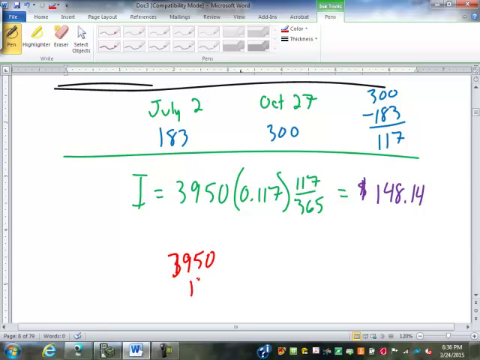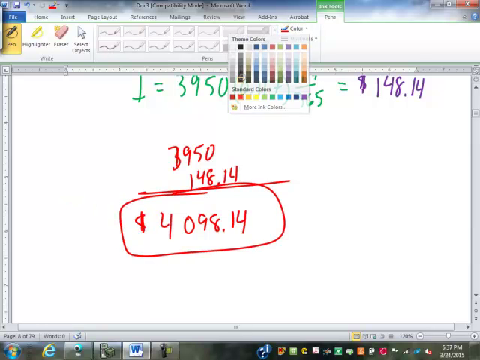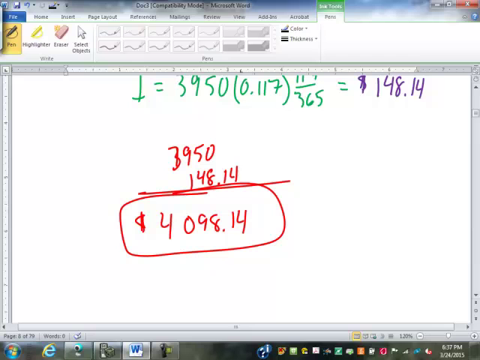3950 plus 148.14 is going to give us $4,098, right? And 14 cents. How many of you had that right? How many of you have no clue where that came from? Okay, good.